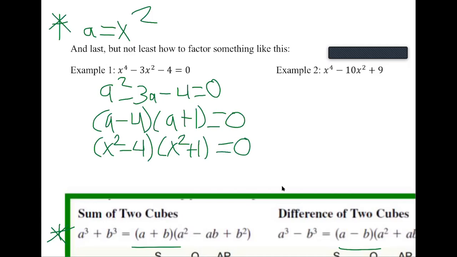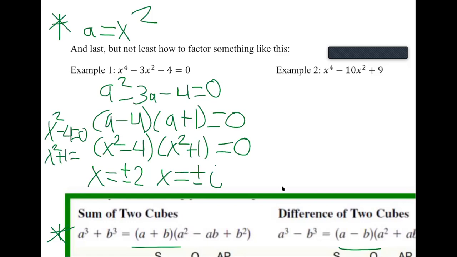If I solved x squared minus 4 equal to 0, I would add the 4 over and square root both sides. You would get plus or minus 2. And if you solved x squared plus 1 equals 0, you would get x squared equals -1. If you square root that, you're going to get x equals plus or minus i. Like I said, we're just setting each one of these equal to 0 and solving. That's how I got my answers there, just in case anyone's wondering. If you solve these, this is what you'll get.